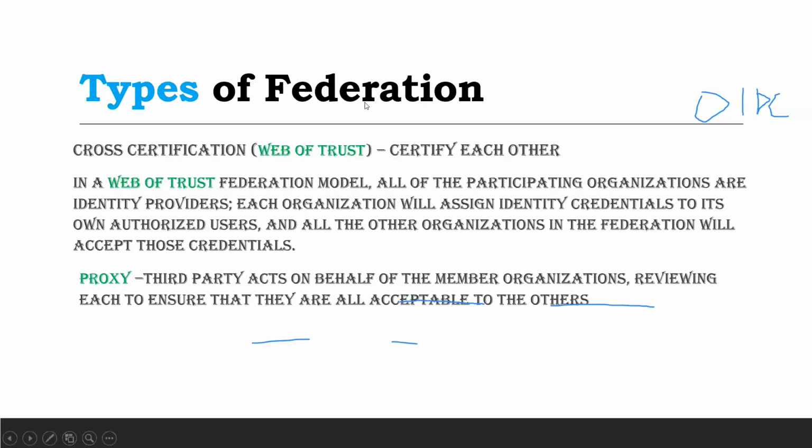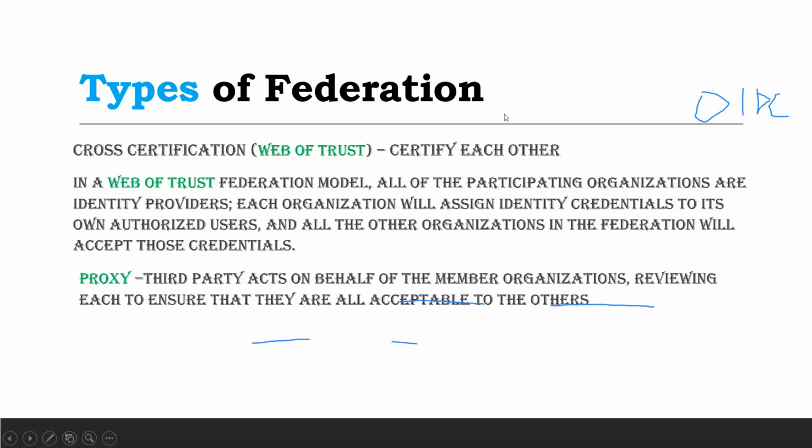So the last concept before questions and answers is the types of federation. We have seen there are two types of federation: one is cross certification and the second is proxy. Cross certification is also known as web of trust. Cross certification is how the identity provider will trust the service provider.